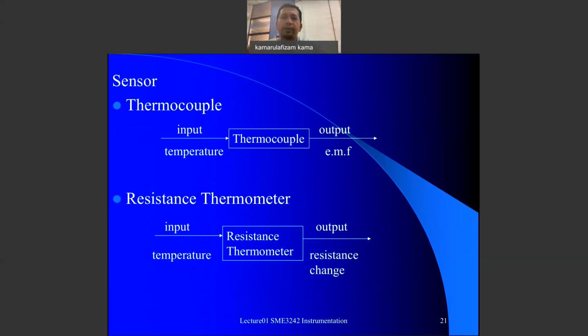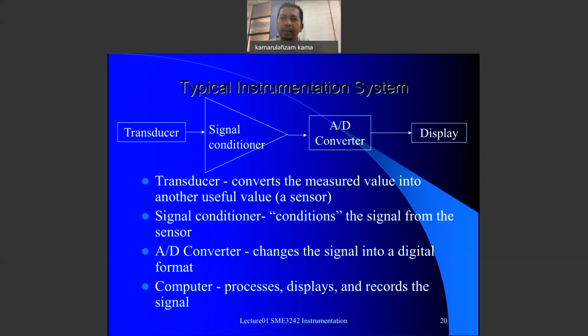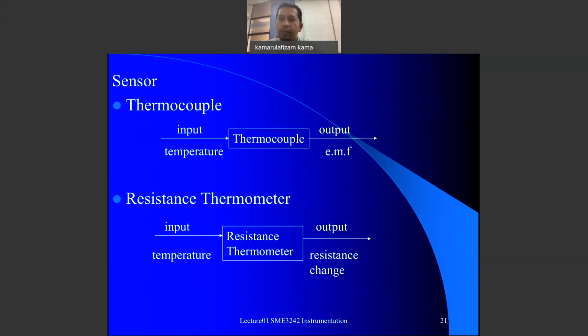For a sensor, by definition, it converts the measured value into another useful value. Most of the time when you speak about a sensor, it converts environmental parameters to some kind of electrical parameters that we can measure. For example, here you have a thermocouple. It measures input in terms of temperature, and gives you output in terms of EMF. EMF is some kind of voltage.